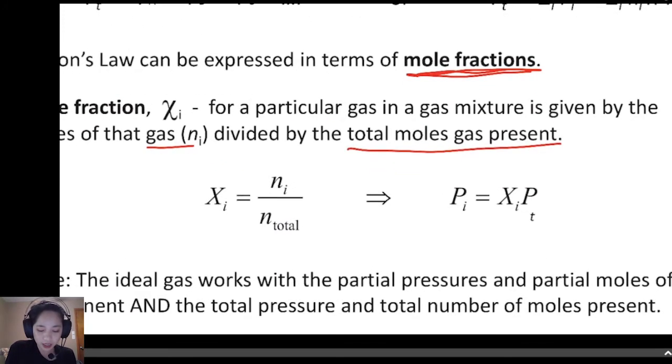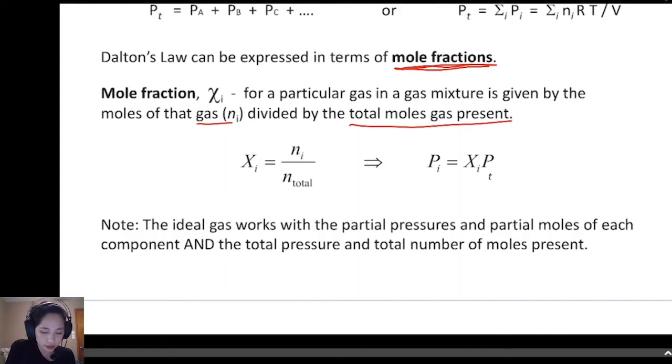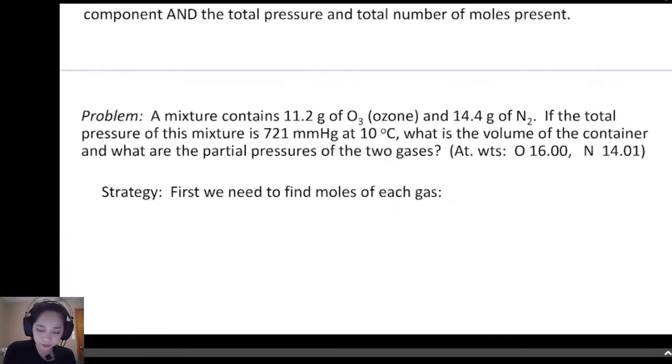What that means is that the mole fraction of that substance is also related to its partial pressure. What this equation is saying is that the partial pressure of that substance is equal to its mole fraction times the total pressure of the whole mixture, the whole sample. So the ideal gas law works with partial pressures and moles of one component of the sample. It also works with total pressures and total moles present in a sample. So I think we'll do an example here.